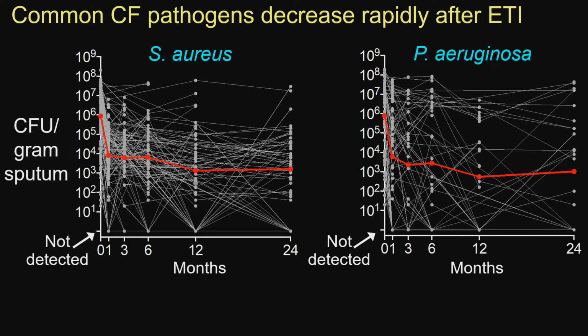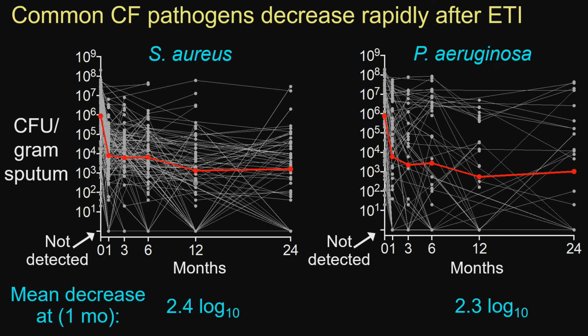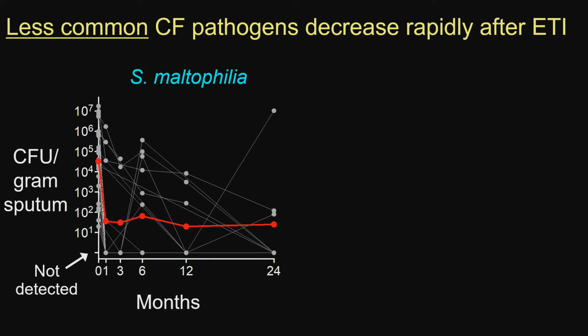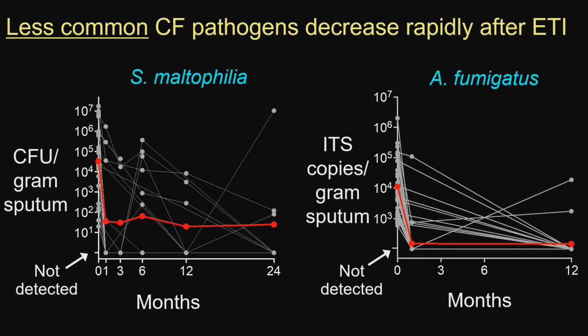Response in Pseudomonas aeruginosa, again, y-axis is CFUs, x-axis is time, and these are really remarkable reductions. The mean decrease in Staph aureus at a month was over 100-fold, 2.4 logs, and very similar for Pseudomonas aeruginosa. See a similar response when we look at the less common pathogens. So here the numbers of subjects are much less, but this is Stenotrophomonas maltophilia, marked reduction in a month, it remains stable. And this is the data on Aspergillus fumigatus.